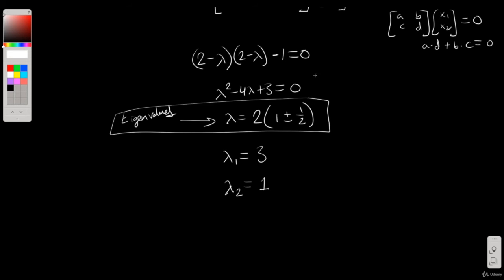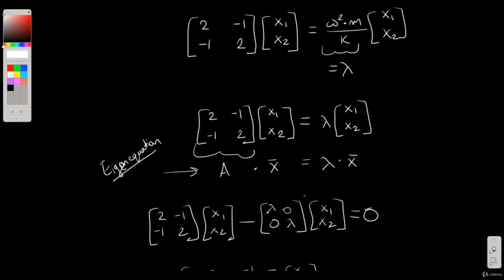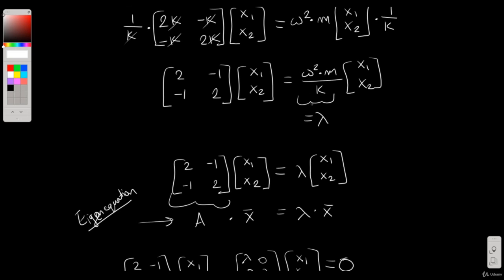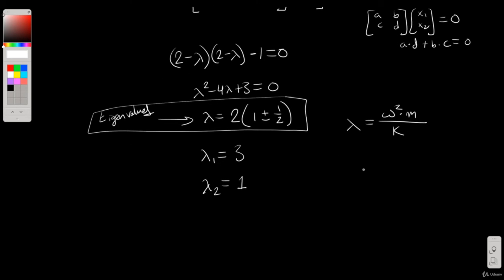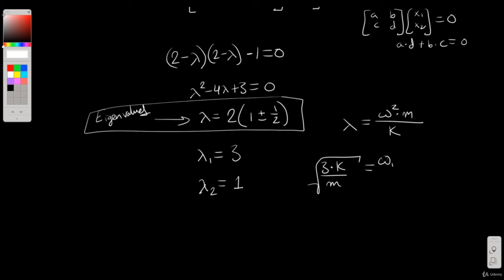And if we want to find what angular frequency that corresponds to, well, we have this expression up here. We know that lambda is equal to omega squared times m over k. So we simply know that for the first case, for the first eigenmode, we can call omega 1, we have 3 times k over m and the square root of that, right? We have that as our first eigenmode or eigenvalue.